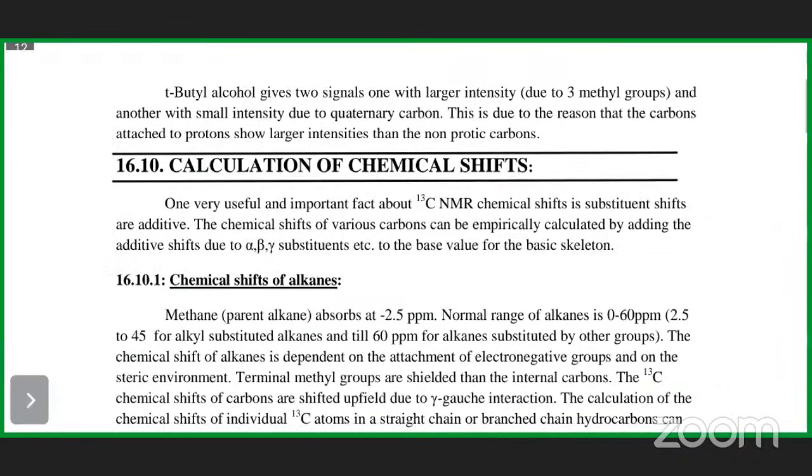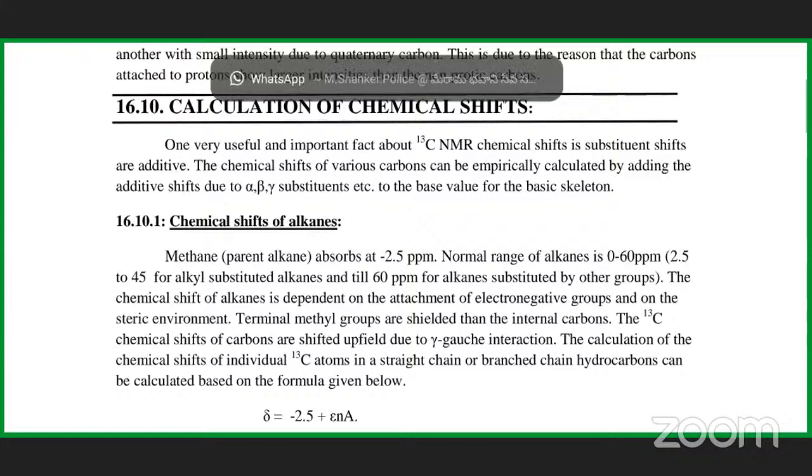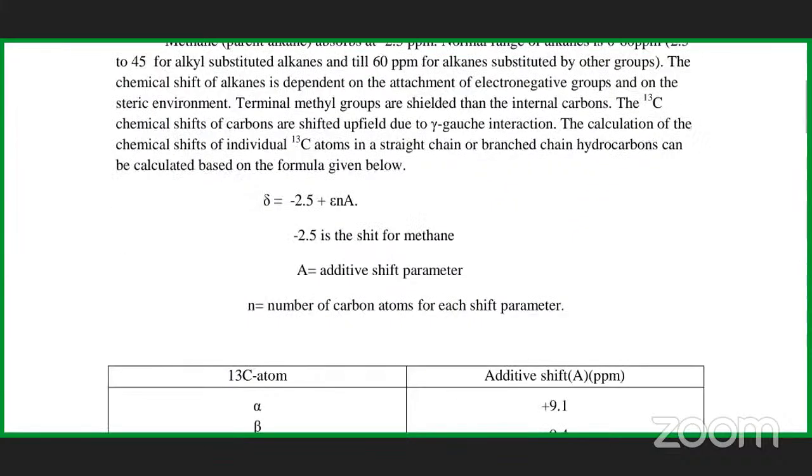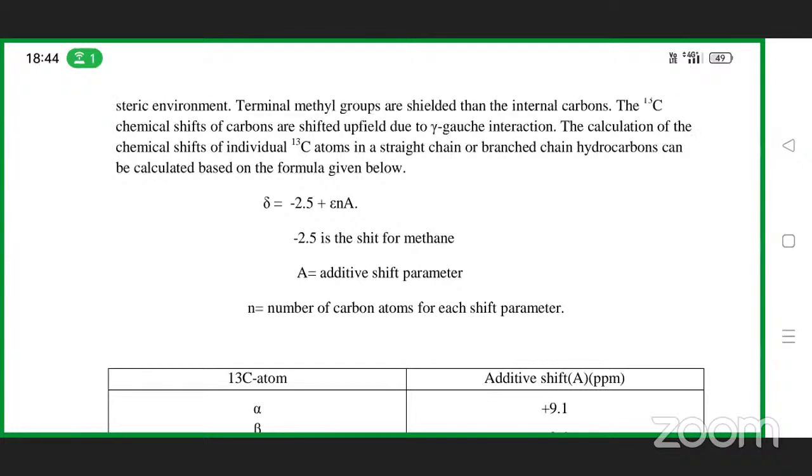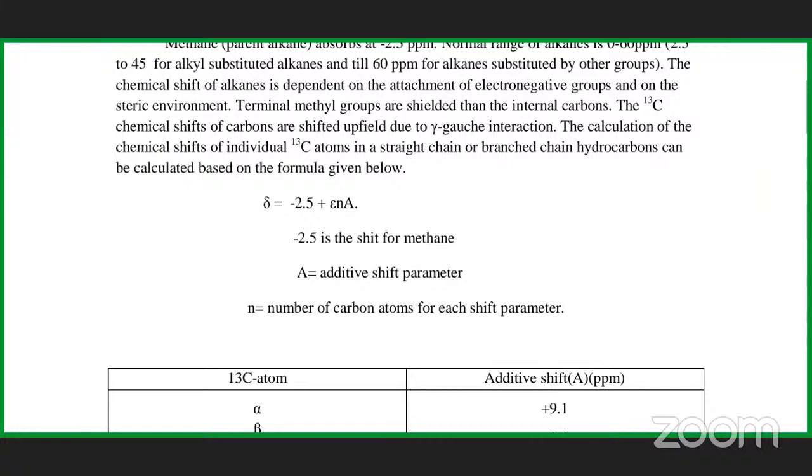Next, the calculation of chemical shift values. Without recording the spectra, that is, without the help of the NMR instrument, you can calculate the delta value, the chemical shift value, manually, theoretically. We have some base value, and we add some additional values. For normal hydrocarbons, the base value is minus 2.5, and the addition values are there.